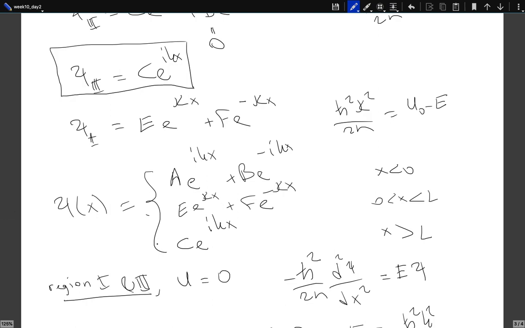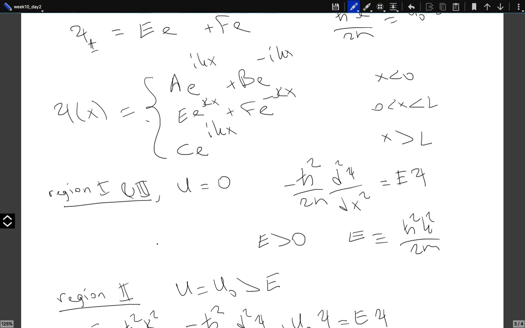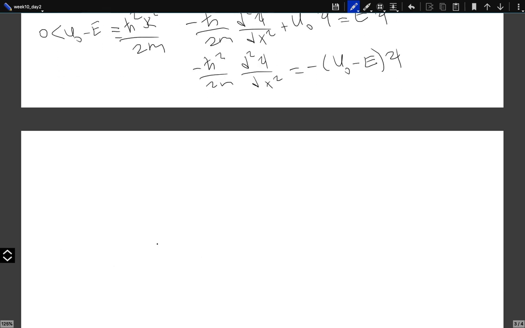Okay, so now we need to determine what this A, B, E, F, and C are. Is there a reflected or incident part, that is, a wave, in the second region? Well, you see, let's look at them. Let's look at the momentum of this wave.